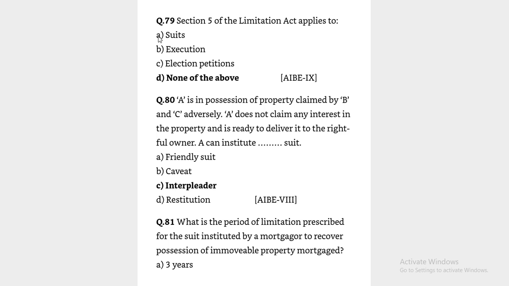A is in possession of the property claimed by B and C adversely. A does not claim any interest in the property and is ready to deliver it to the rightful owner. Then A can institute an interpleader, because A is not the owner and the dispute is between the other parties. So an interpleader can be filed. What is the period of limitation prescribed for a suit instituted by a mortgagor to recover possession of immovable property mortgaged?